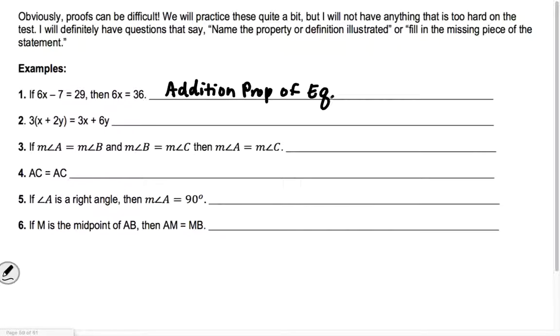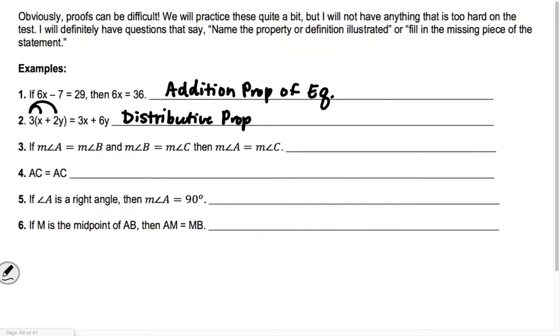All right, Colin, I'm coming your way. 3 times x plus 2y equals 3x plus 6y. Why is that true? What do we call that? Oh, it's the distributive property of equality. Distributive property of equality. Never mind. Oh, well, we don't need to say property of equality, actually. We can just say distributive property, because we're not doing it to both sides of the equation.